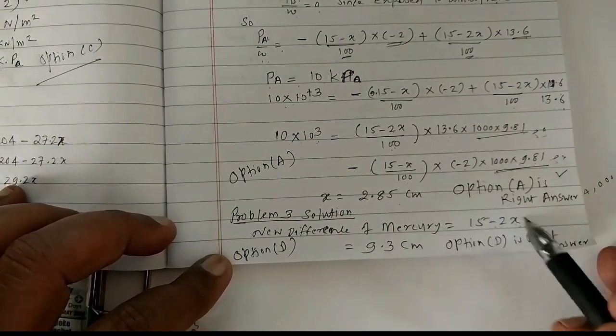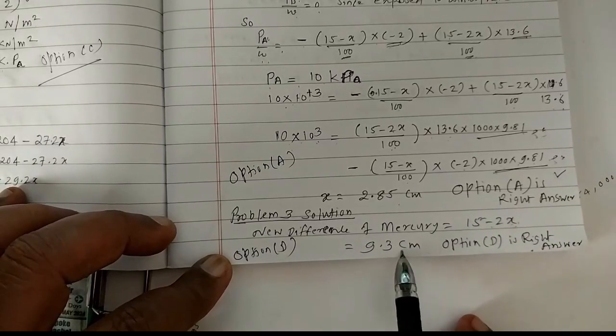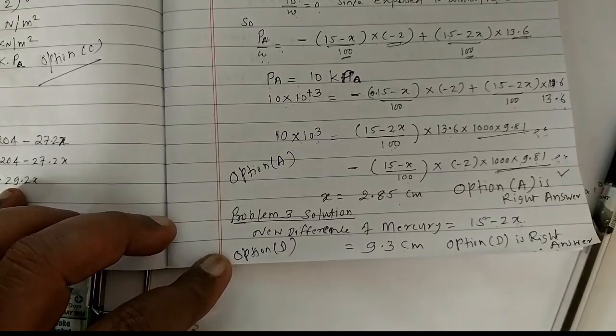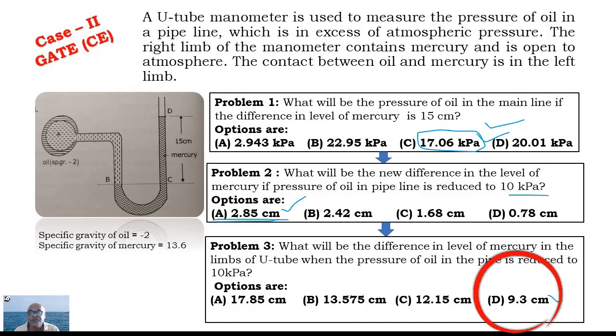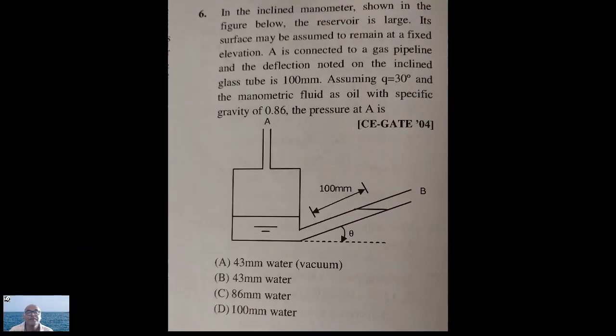When we substitute x is equal to 2.85, we will get 9.3 centimeter. So here option D is the correct option. So these are the solutions to problem number 1, problem number 2 and problem number 3 asked in the GATE examination. Now we will take another problem asked in GATE 2004.